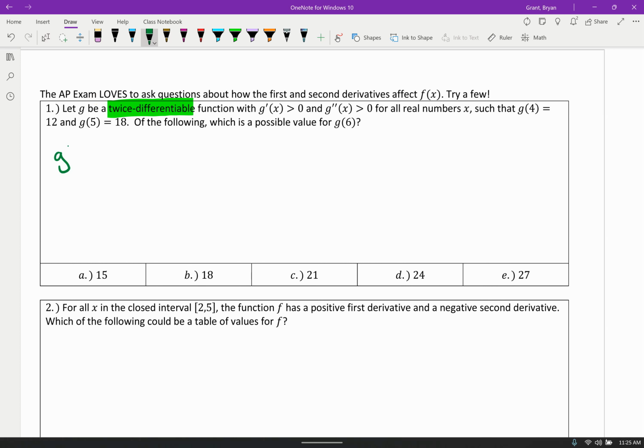We know that g prime of x is greater than 0, which means what? Well, that tells us that g is increasing.